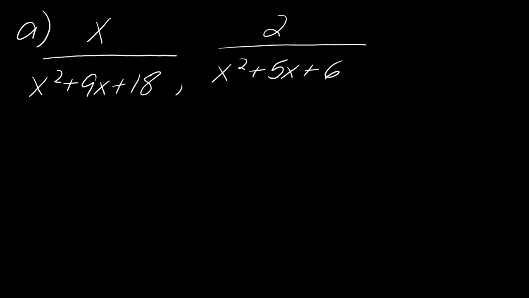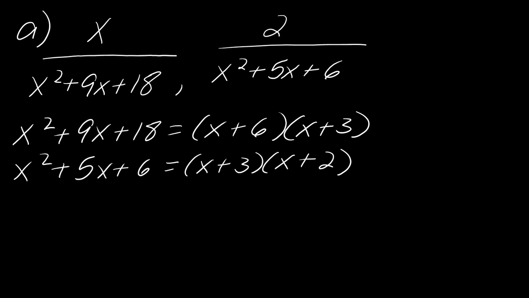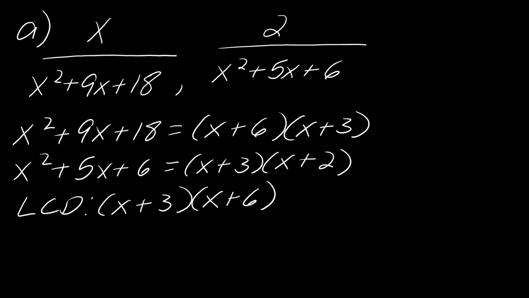Okay, so first things first, I'm going to just show you what the factorizations are because I'm assuming you already worked those out. The first one's going to factor x plus 6, x plus 3, and the other one's going to factor x plus 3, x plus 2. So just make sure that that's what you wrote down. So my LCD then is going to be x plus 3, which is what they have in common, and then x plus 6 and x plus 2.